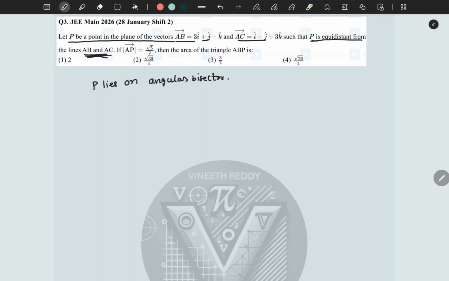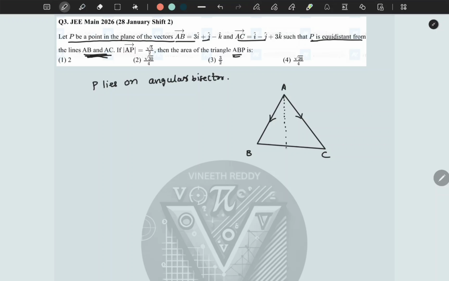How do we know this? What is the definition of angular bisector, dear students? Locus of all points which are equidistant from two given lines, right? Correct? Perfect. And what is he asking here? Okay, then the area of triangle ABP. Perfect. So this is the triangle ABP. He has given us vector AB. He has given us vector AC. P is equidistant from the lines AB and AC. So something like this.